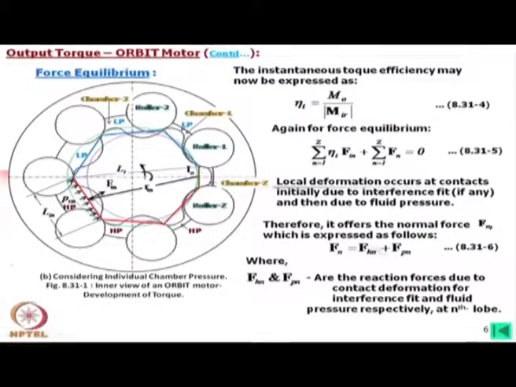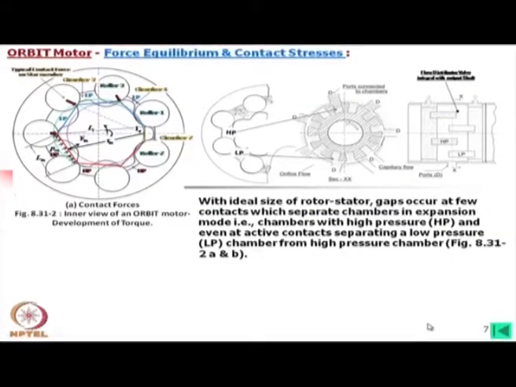So, we should consider that at each contact there are two forces acting, originally due to the interference and then due to the pressure. If there is no interference, we can consider this part to be 0 and the normal force equal to the force due to the pressure. Now, with ideal size of rotor stator, gaps occur at few contacts which separate chambers in expansion mode, that is chambers with high pressure, and even at active contact separating low pressure chamber from high pressure chamber.